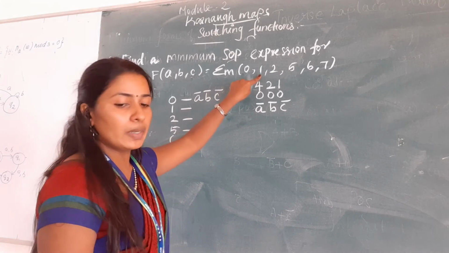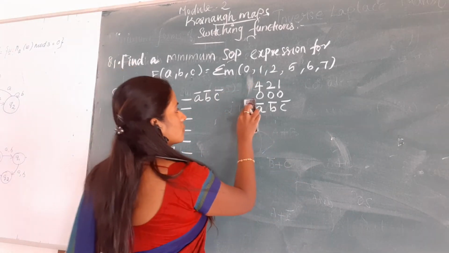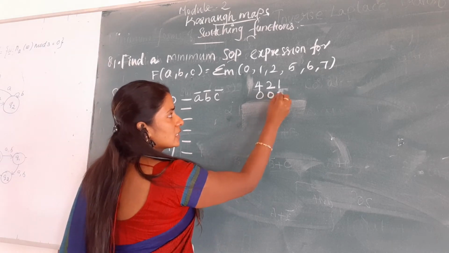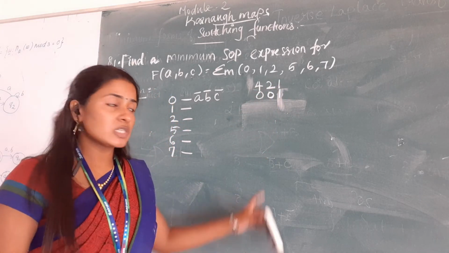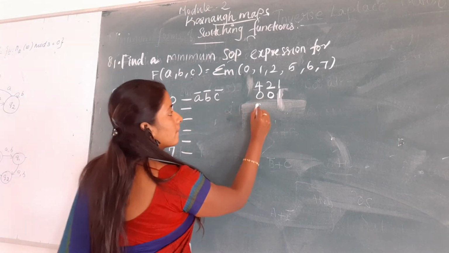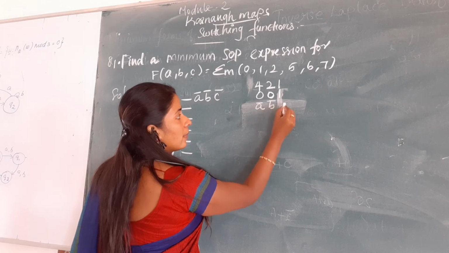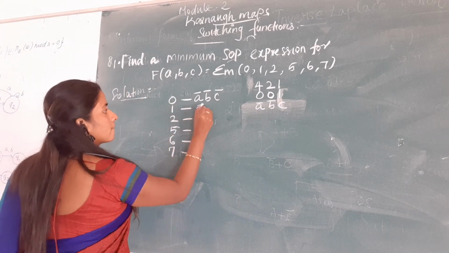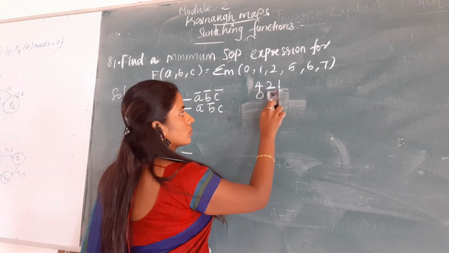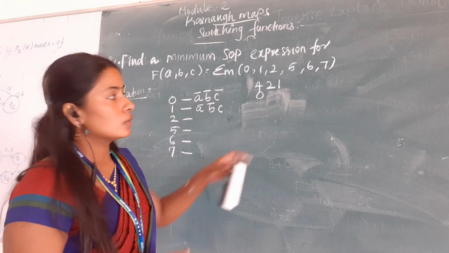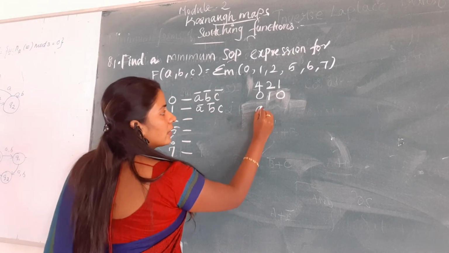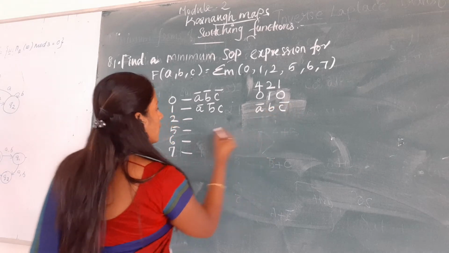Next, 1 means the binary representation is 0, 0, 1. I am going to convert this as a function. So I will write A bar, B bar, C. Next 2. 2 is 0, 1, 0 in binary form. So I will write A bar, B, C bar.